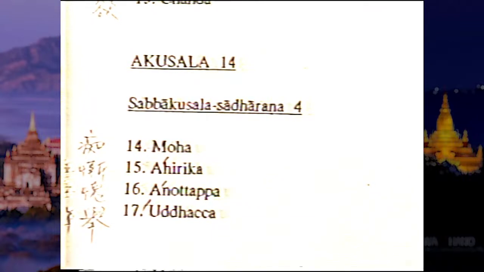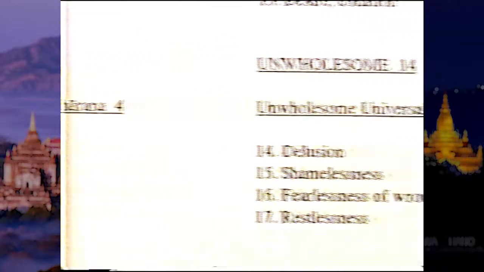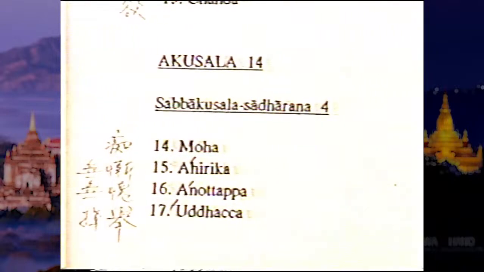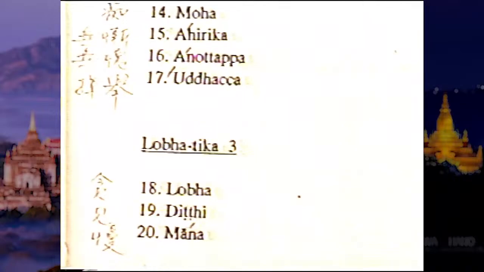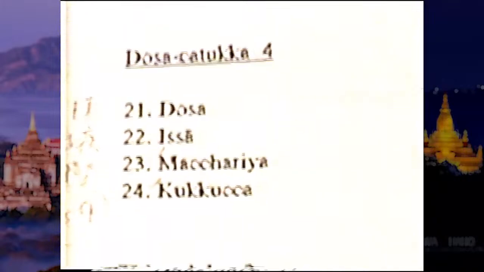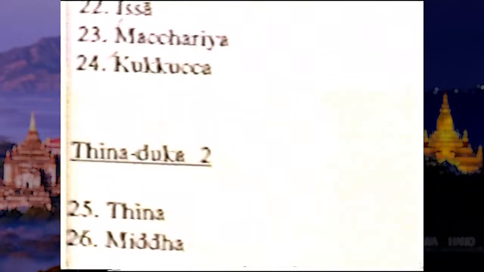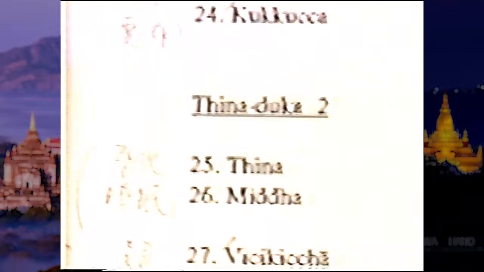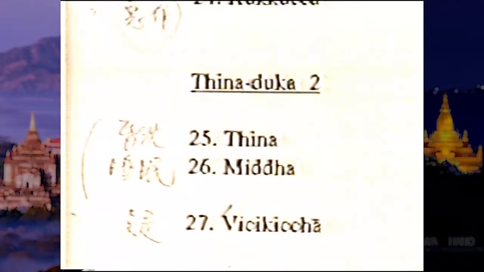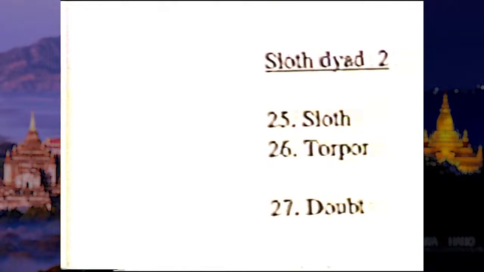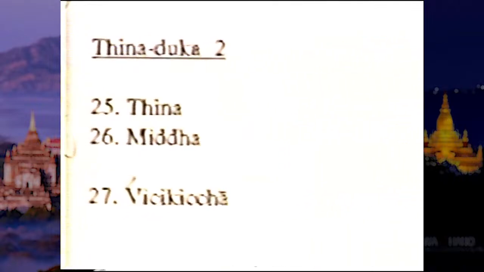So the Akusala Chaitasikas are divided into first unwholesome universals, Sabba Akusala Sadharana, and then greed triad, that means greed, wrong view and conceit, and then hatred quartet, a group of 4 beginning with hatred. They are 4: hatred, envy, avarice, remorse. And then sloth diet, that means 2 beginning with sloth, that is sloth and torpor. And then the last one is just alone, doubt, vicikiccha. So these 14 Akusala Chaitasikas are grouped into 5 groups.